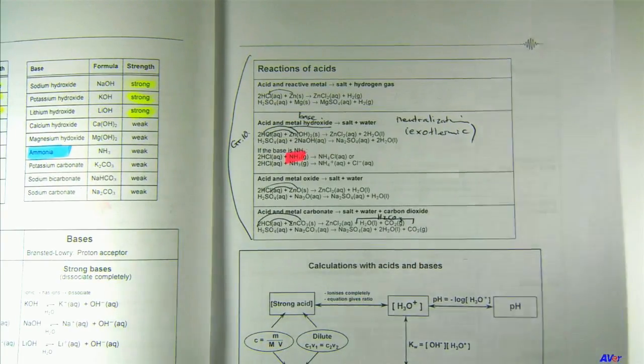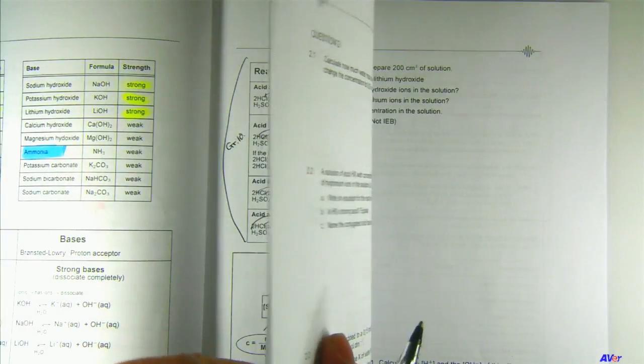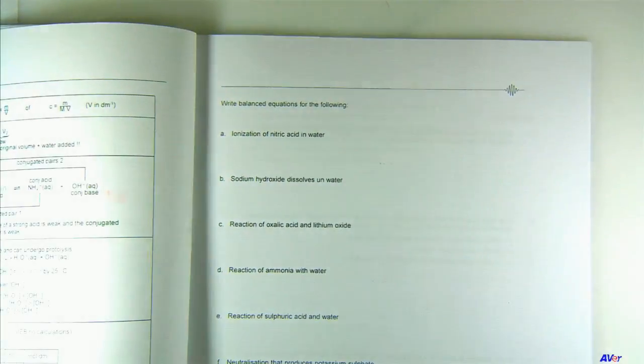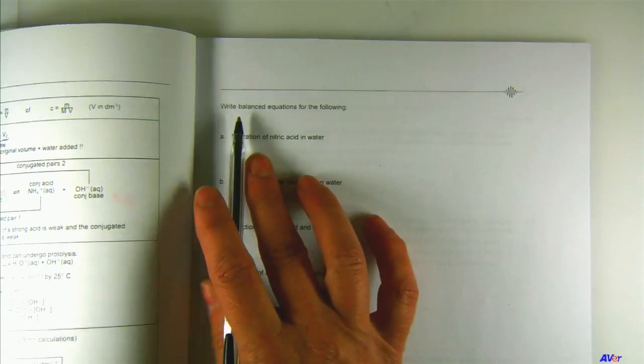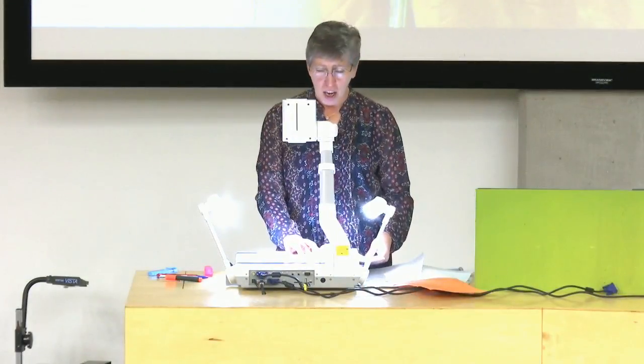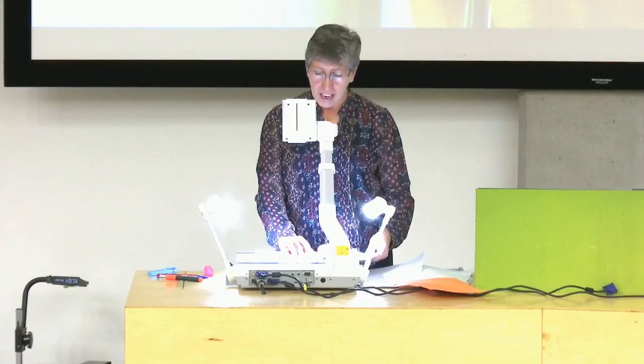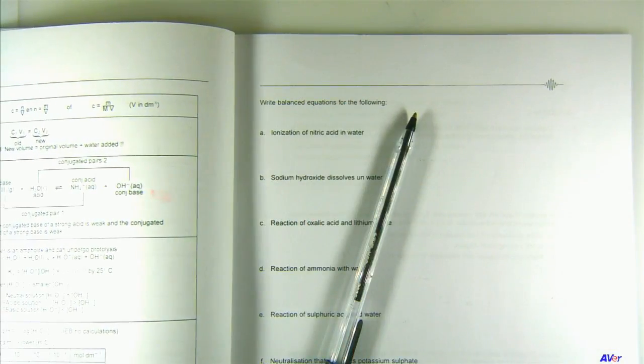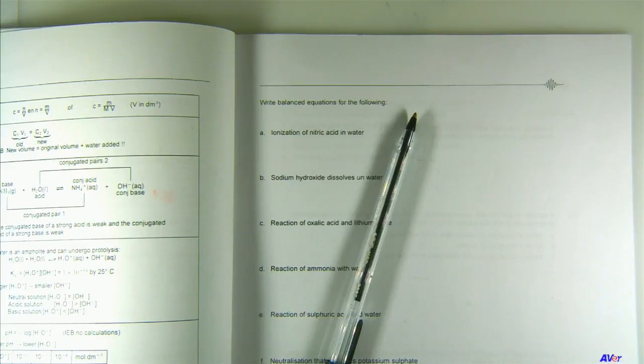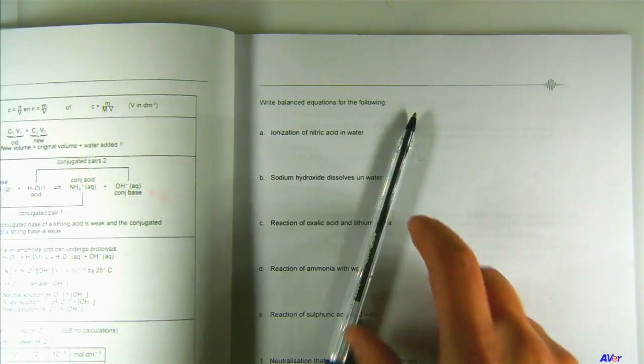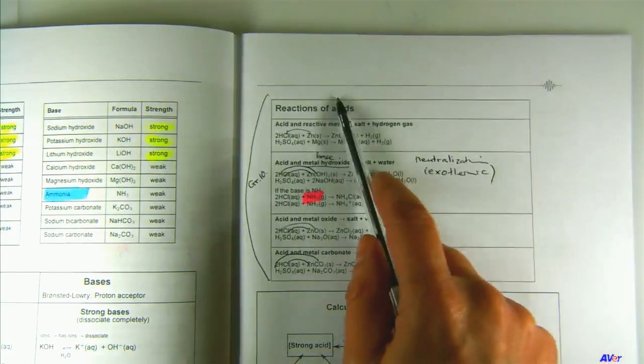Okay, I see you need to start doing something. So let's turn the page and go on to page 23. Now you're going to start working. On page 23, I'm asking you to write balanced equations for the following. So now I've mixed them up. You've got the grade 10 equations. Just turn back, grade 10 equations.